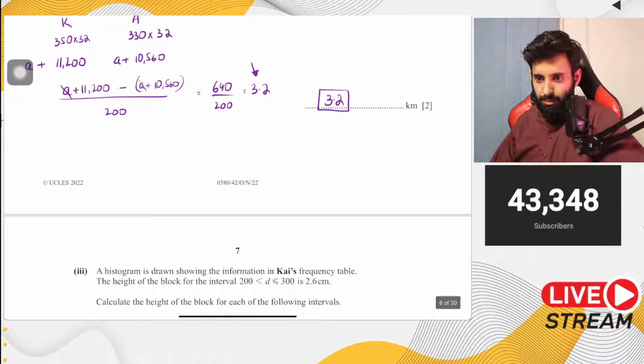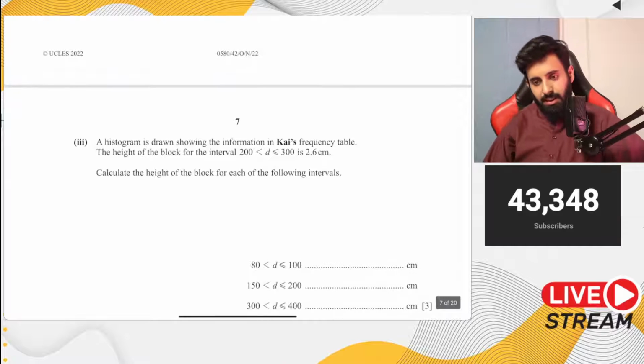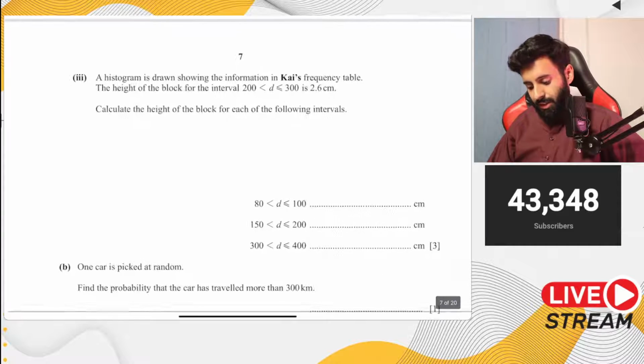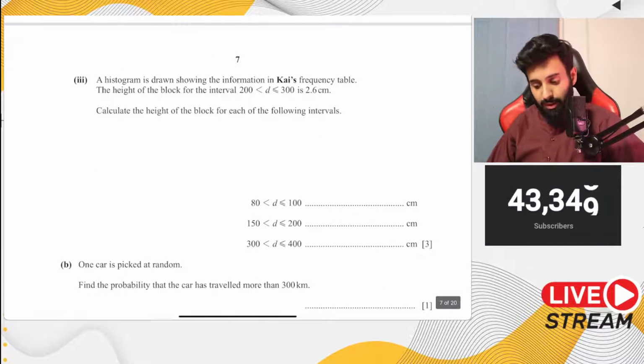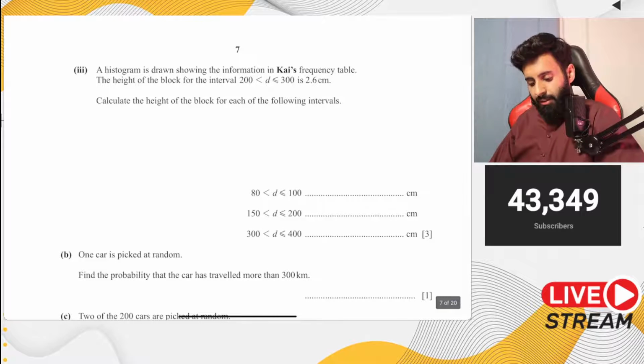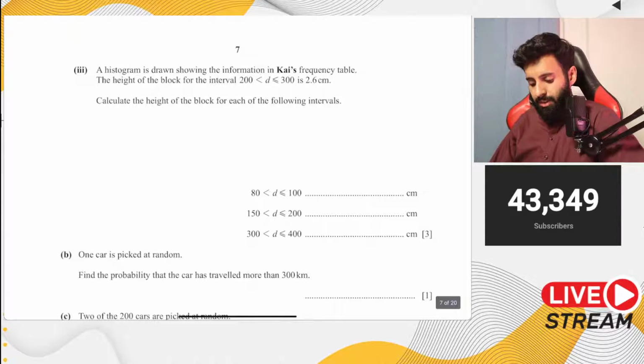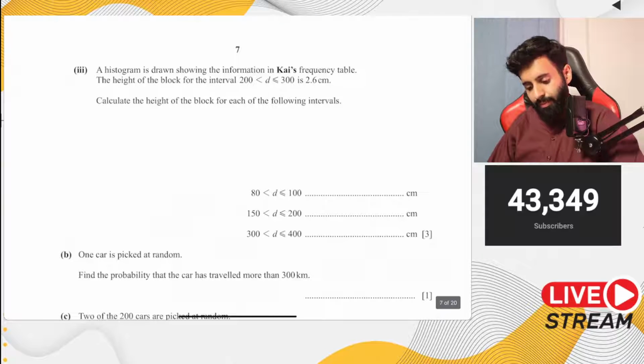Okay, let's move on. Part 3. Part 3 says a diagram is drawn showing the information in a frequency table. The height of the block for the interval 200 to 300 is 2.6 centimeters. Calculate the height of the block for each of the following intervals. Now the thing is, we're given the height, we're not given the frequency table or density. So we need to find out what the frequency density is.